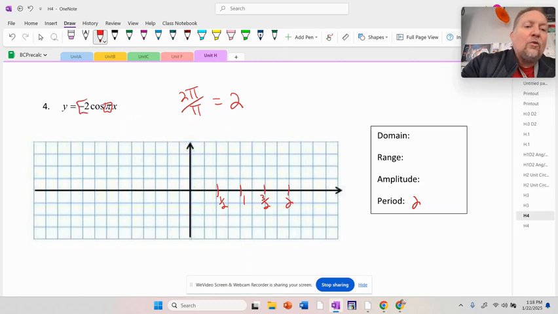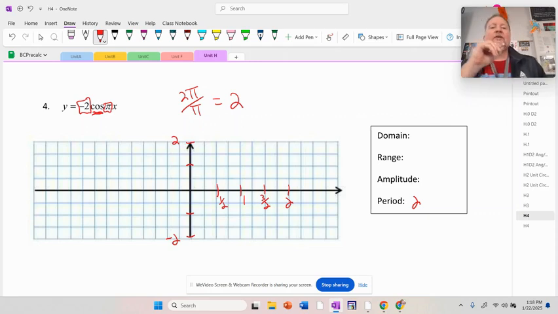All right, and then I do have an amplitude change and a flip. And I have a cosine kid. So how does a cosine kid start? What's f of 0? Is it high, middle, or low with that negative in front? Which one is it? Low. Pat yourself on the back if you got that correct. What's f of 1 half? High, middle, or low? Middle or 0. F of a half is 0.